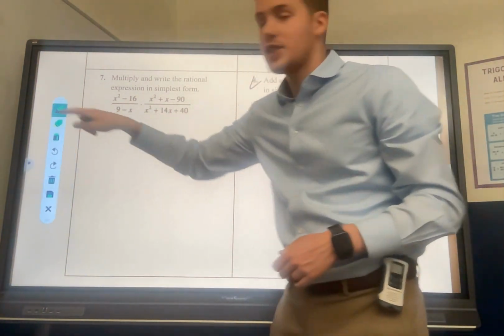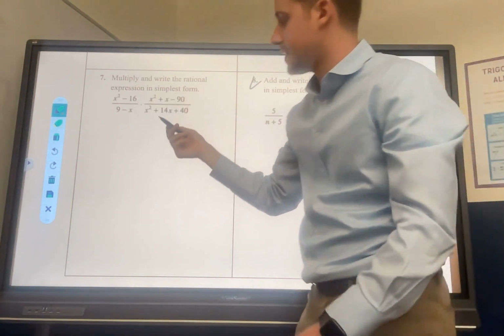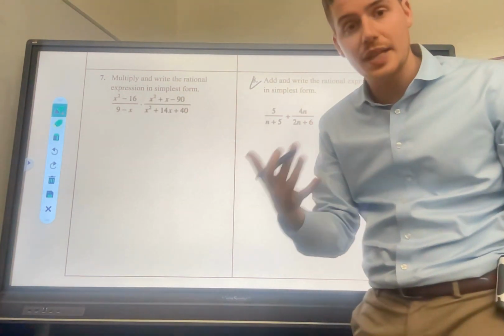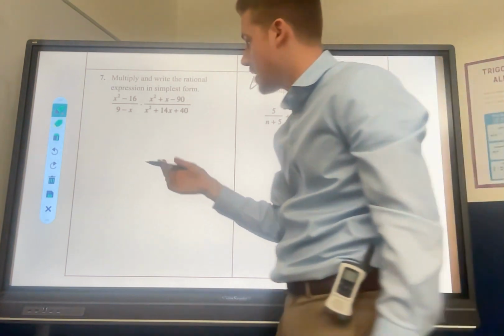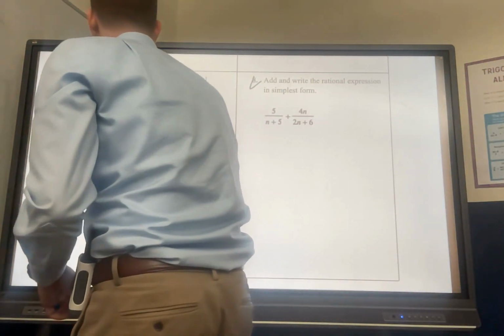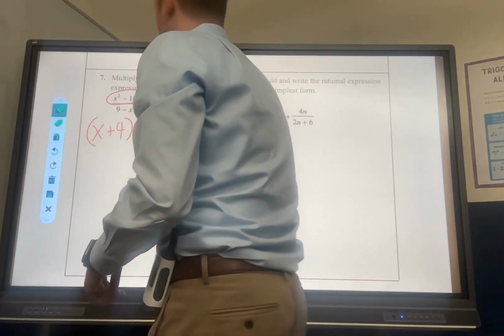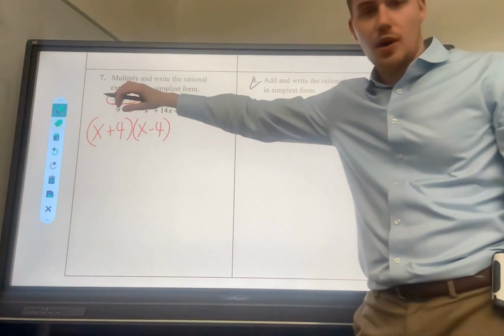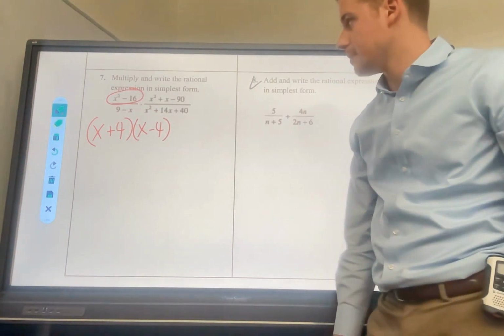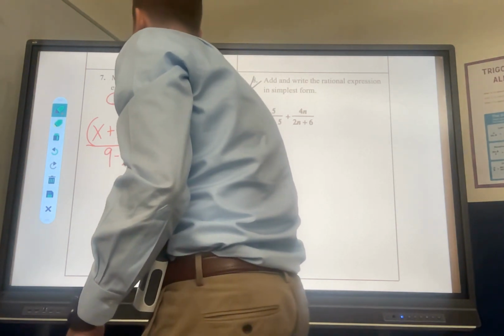All right, and we're going to start with difference of squares to be able to break down x squared minus 16, and we can break that down into x plus 4 and x minus 4. Okay, so I've broken down my x squared minus 16. Let's leave our denominator alone for right now, 9 minus x.